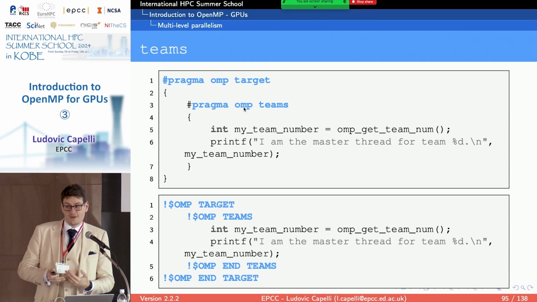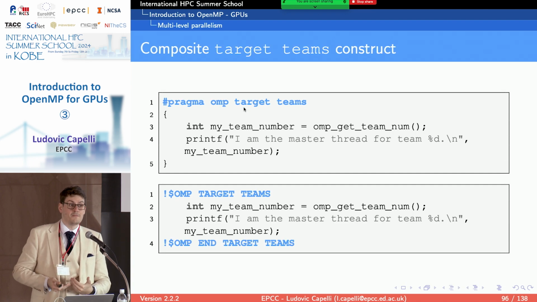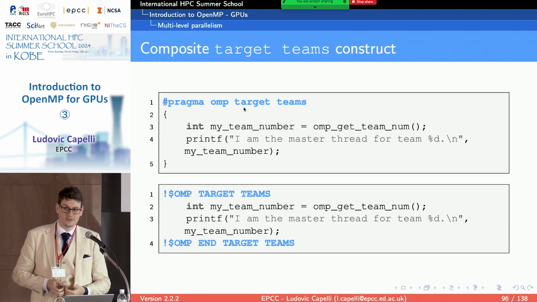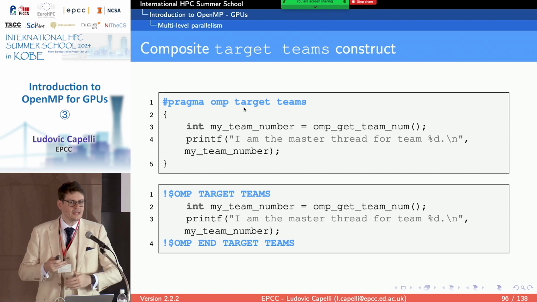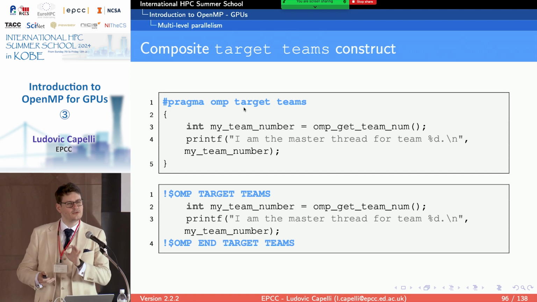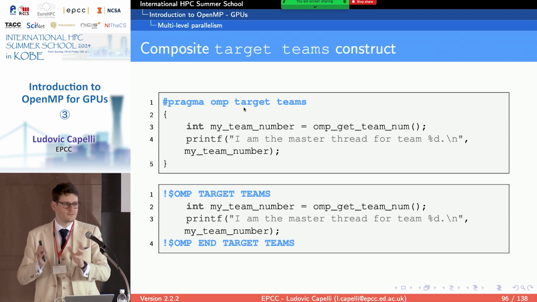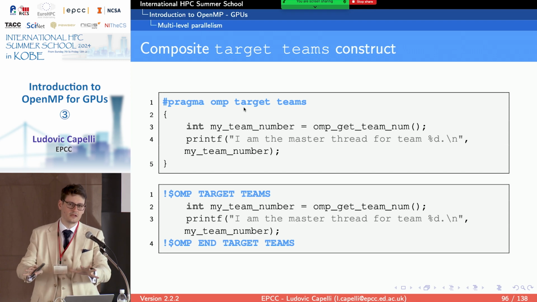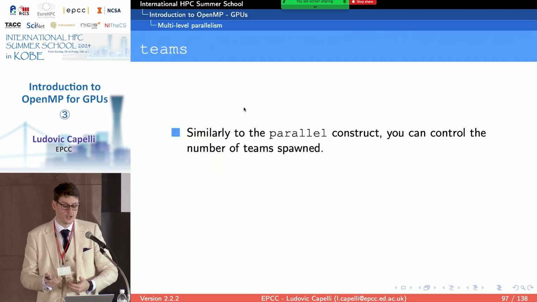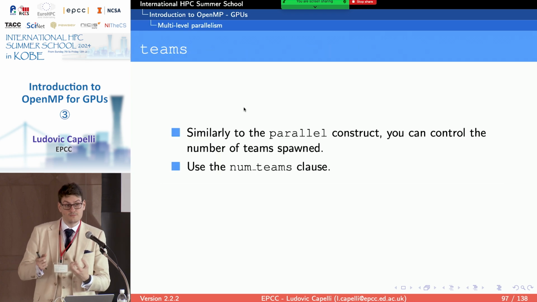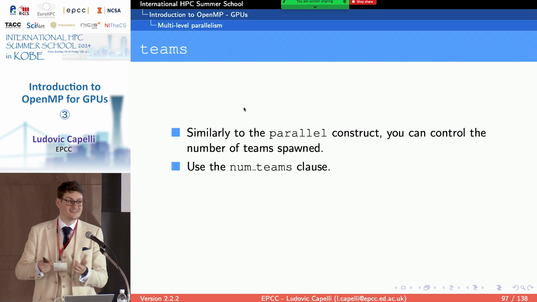As often in OpenMP, to make your life easier, we can combine them into a single directive. That's a bit nicer. Now, like parallel, where you can use num threads to control the number of threads you want to spawn in that parallel region, it's the same thing here with teams. You can be in control. You can pass num teams. For threads it's num threads, for teams it's num teams. So far so good.